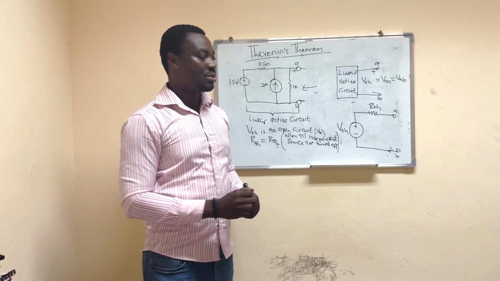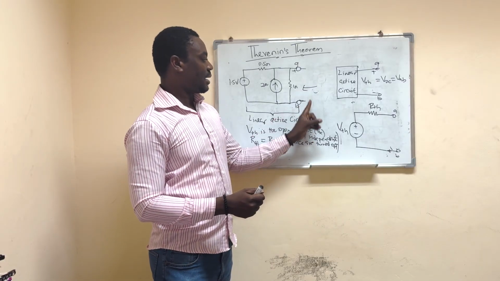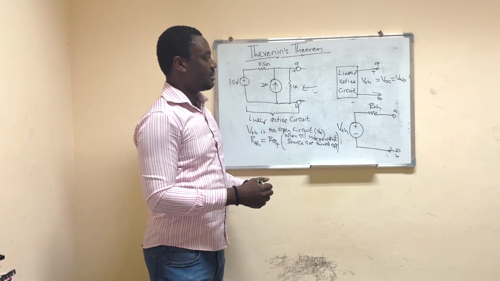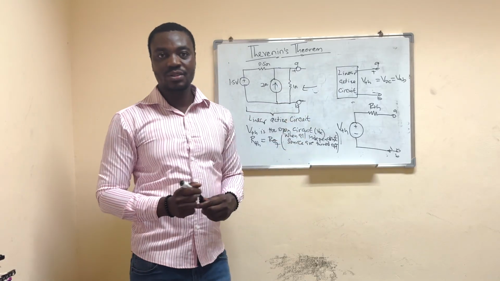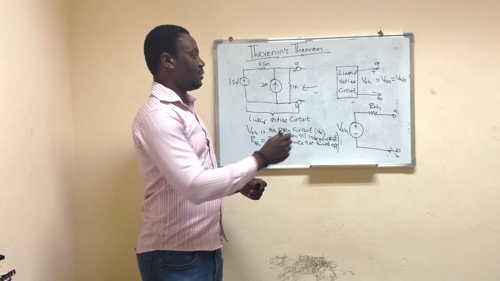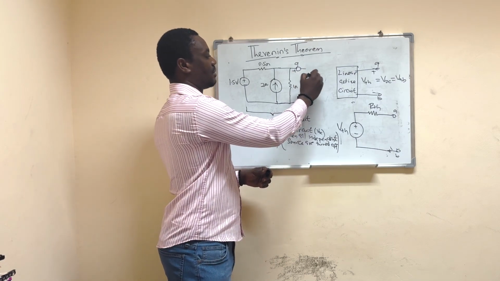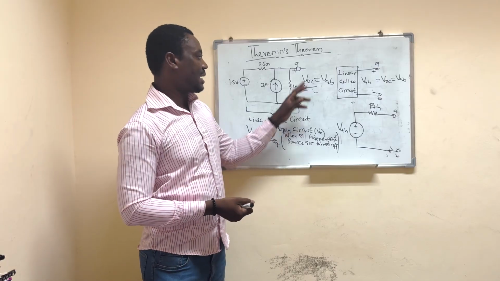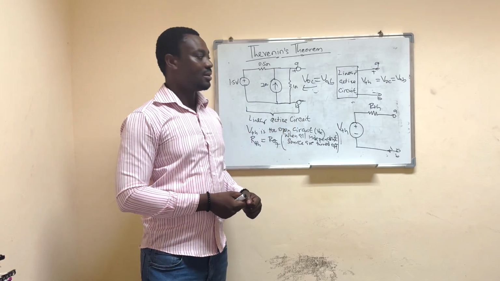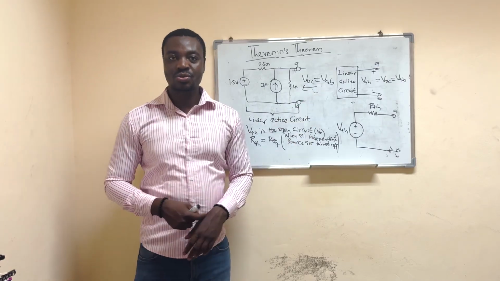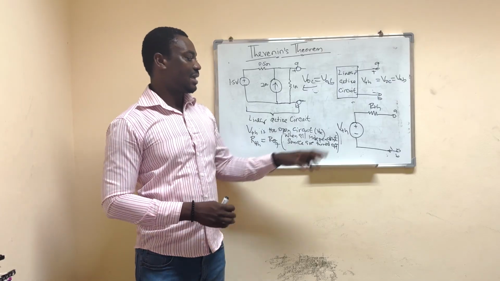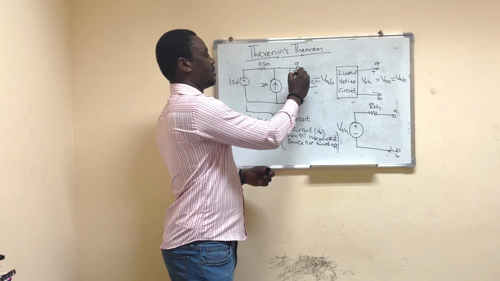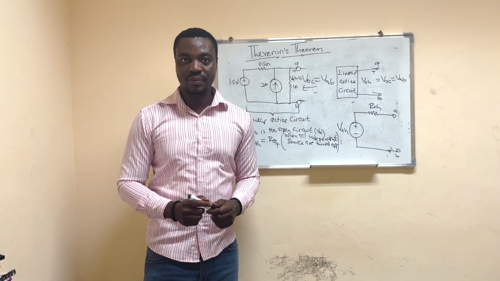This open circuit that we have here, the voltage across the terminals A and B, is what we refer to as the open circuit voltage. So the open circuit voltage is going to be the voltage across terminals A and B. And that voltage is also what we refer to as Thevenin's voltage. So this is also our Thevenin's voltage.